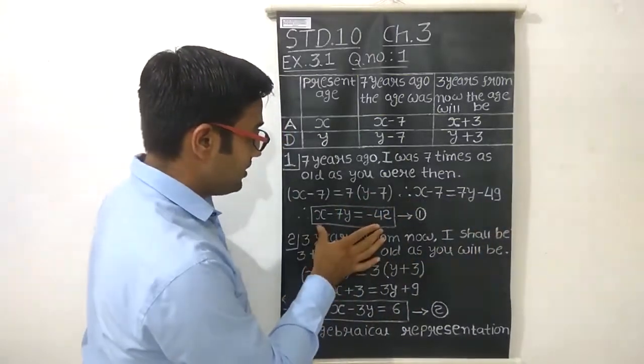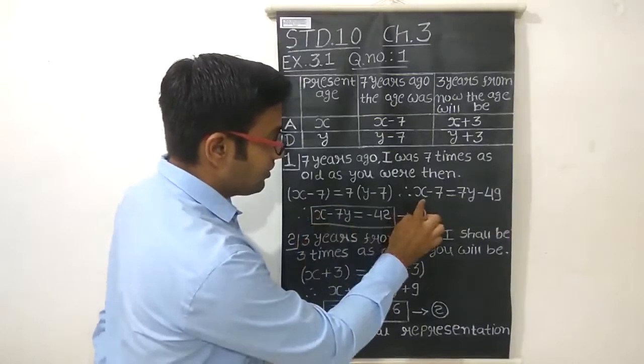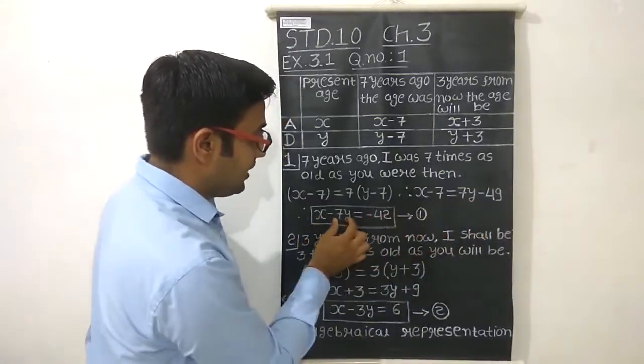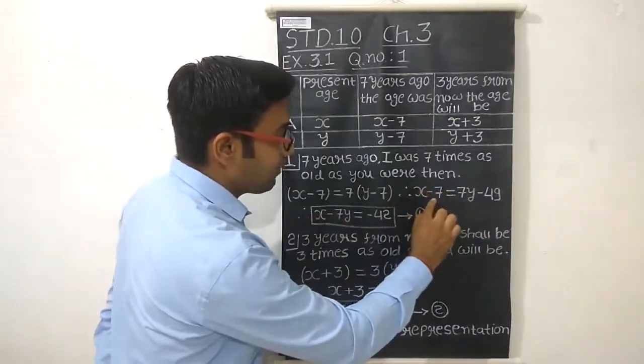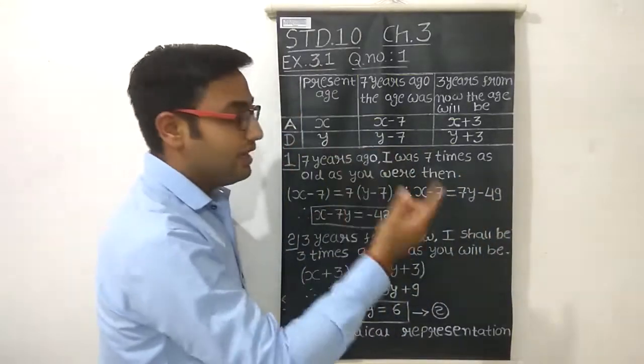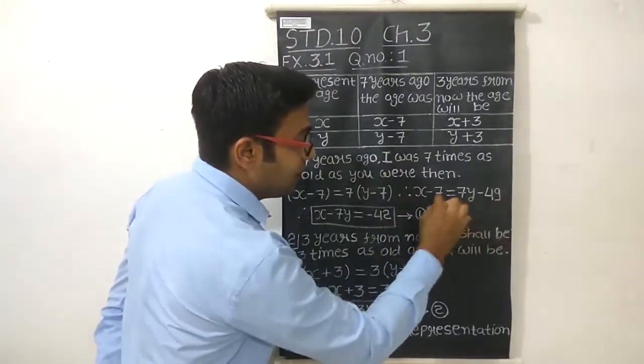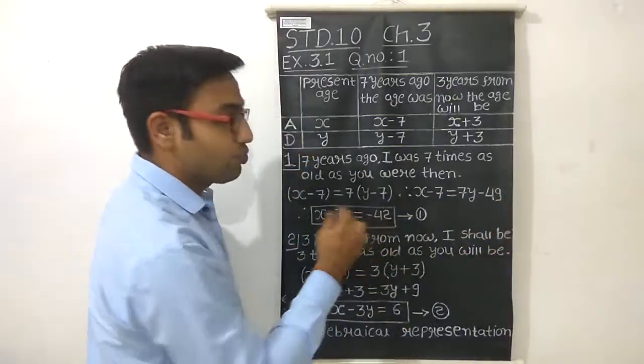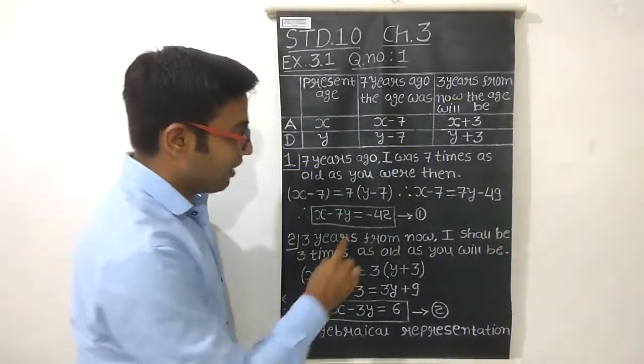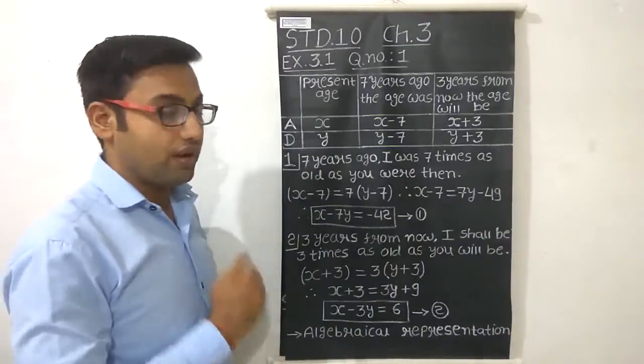Okay. So this is x minus, now take this 7y to the left hand side, it will be minus. Take this minus 7 to the right hand side, it will be minus 49 plus 7 is equal to minus 42. Okay, this is equation number 1.